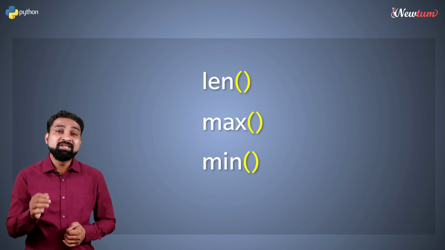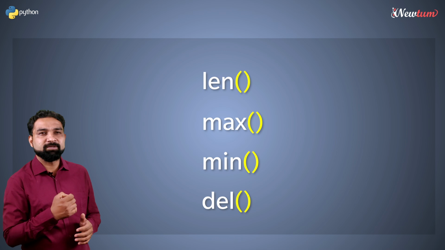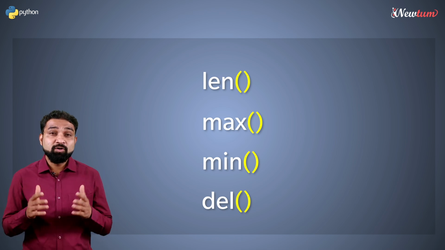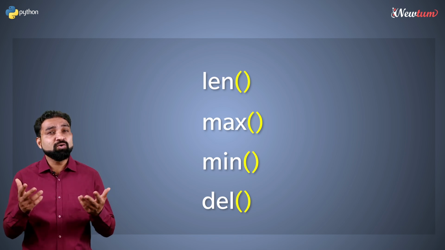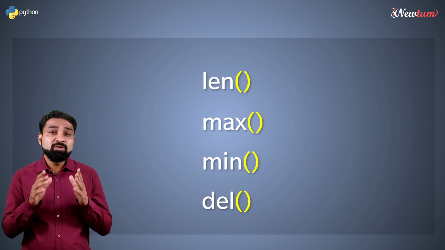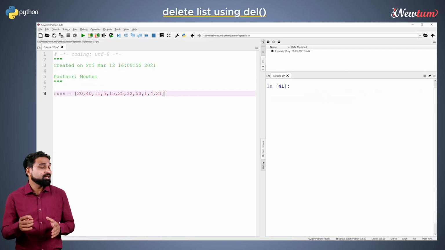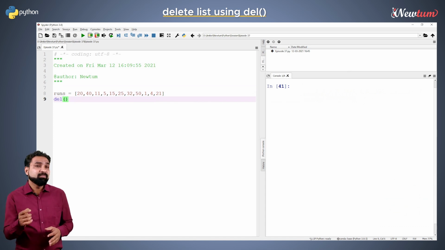Now we will see how to use this del function. When we use list, a lot of memory is required because it can contain 100 values or 1000 values. So when we don't need list data in the program, it's better to delete it. To delete the list, simply write del and in bracket name of the variable.